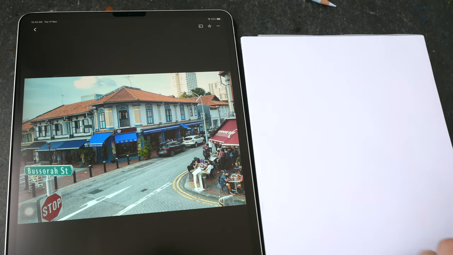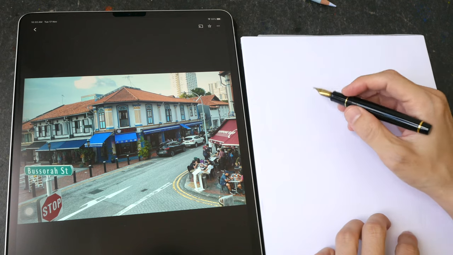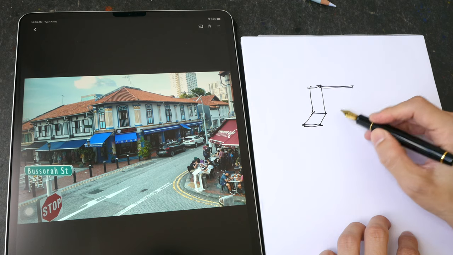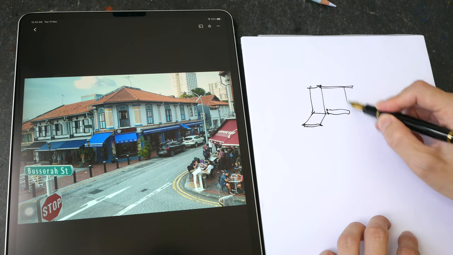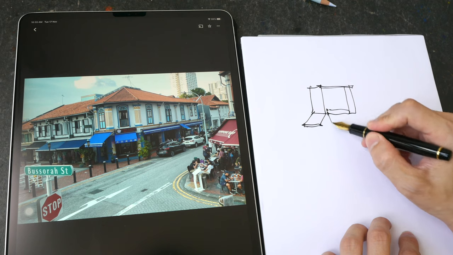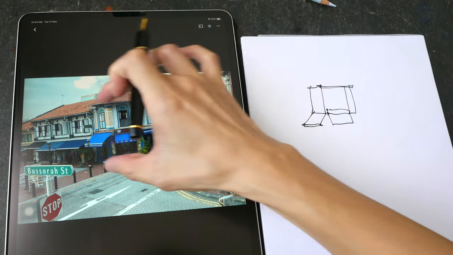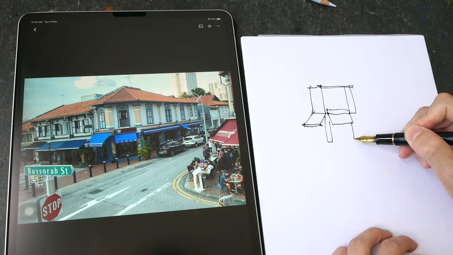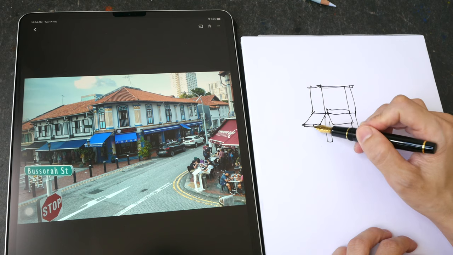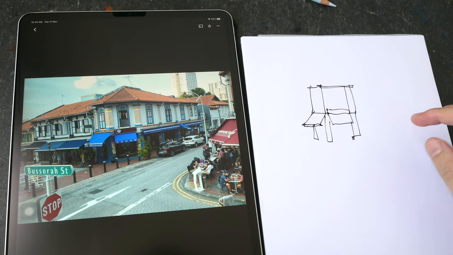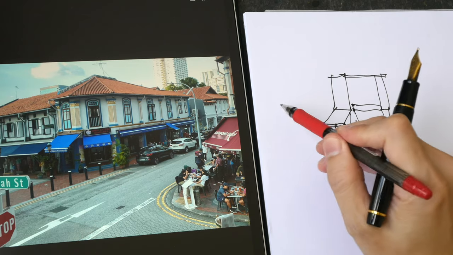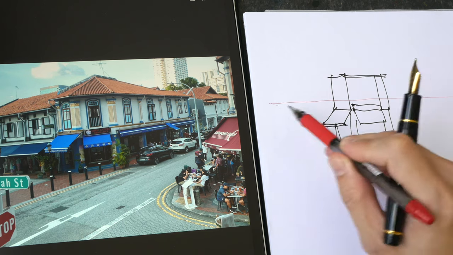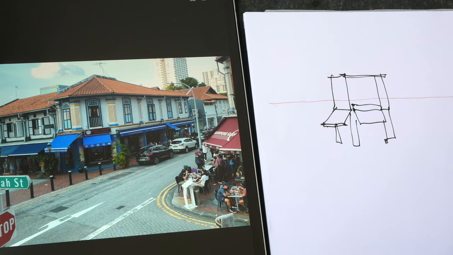So when I sketch something like this, I'm just going to do a very simple sketch. When I sketch something like this, the horizon will definitely be in my mind. I'll be thinking of the horizon line. So I'm sketching the front here first, where there are a lot of horizontal lines. And as I sketch the side, that's where knowledge of the horizon will come in. Let me draw the horizon line with this red pen. You won't be able to see this line in the photo because it's blocked by all these buildings.